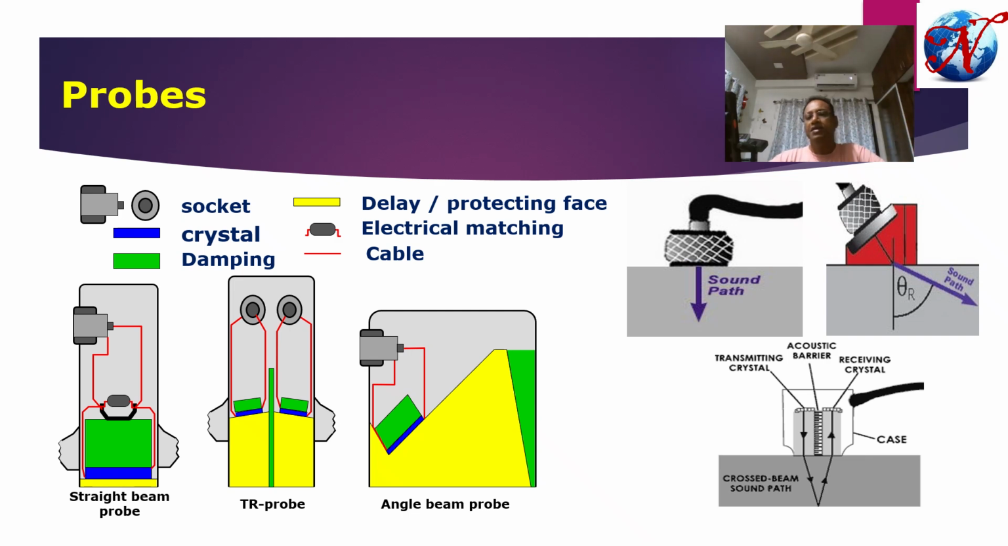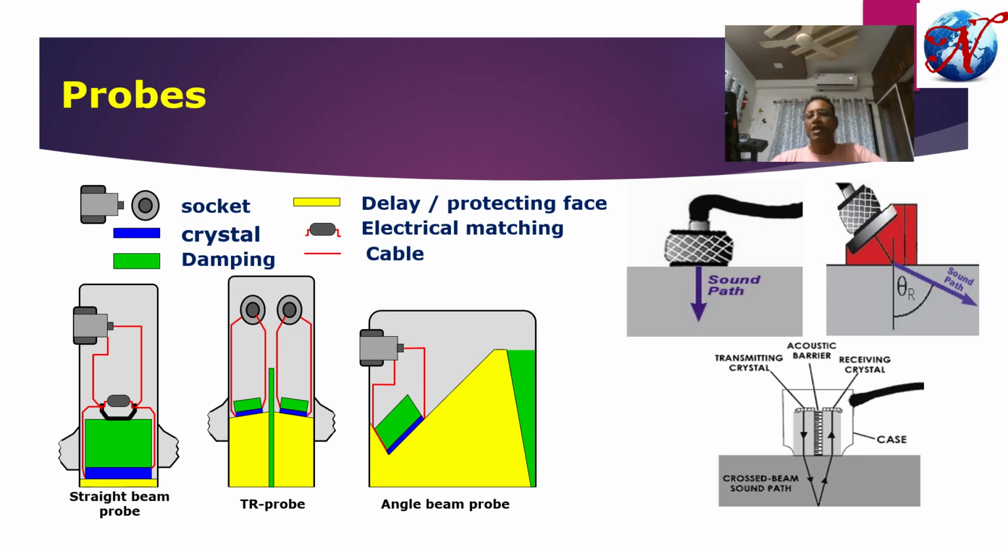45, 60, and 70 means that the refracted angle is 45 degrees in steel, or it can be in aluminum, or whatever the material is, and that is written on the probe. Suppose a probe is labeled 45 degree S, that means if we place this probe on the steel surface, it will give you a 45 degree refracted angle.